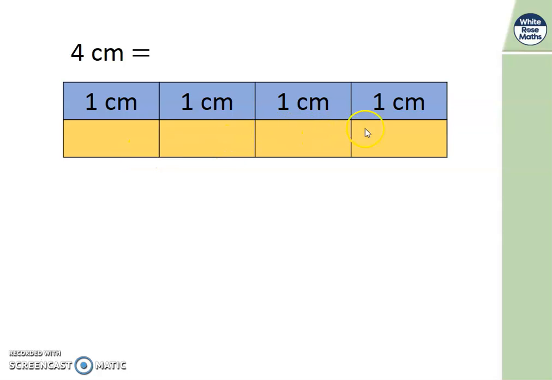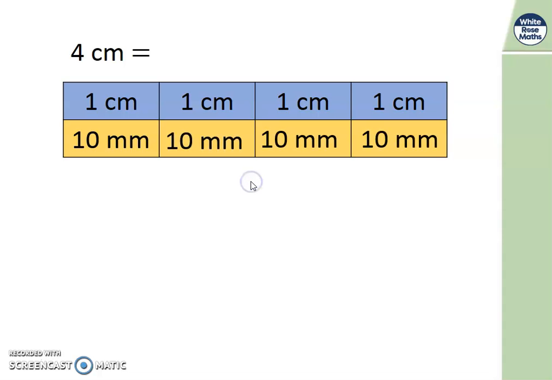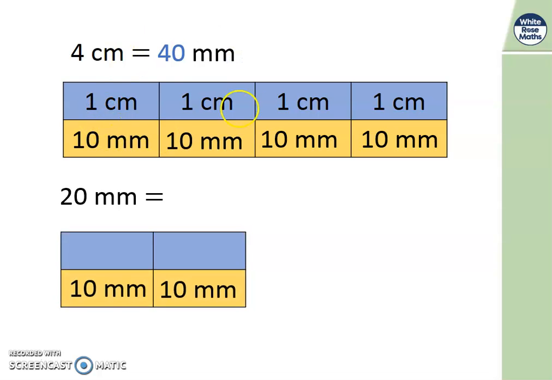And underneath in the orange, what do I write? 10 millimetres. And I put that in each box. Can you see how many millimetres are equal to 4 centimetres? 10, 20, 30, 40. It's 40 millimetres. Well done. What about this one?